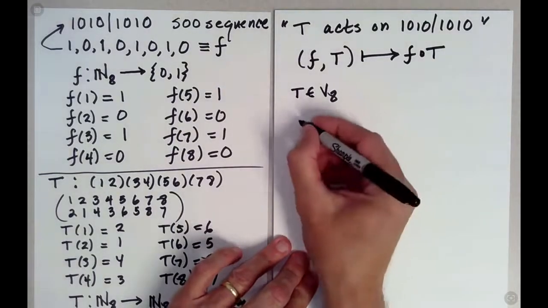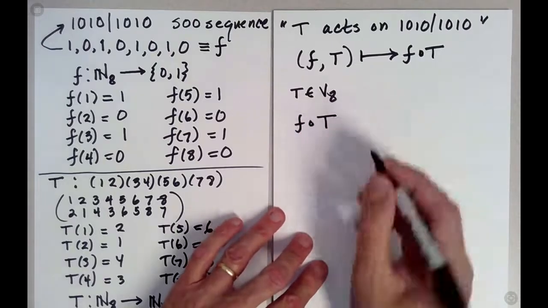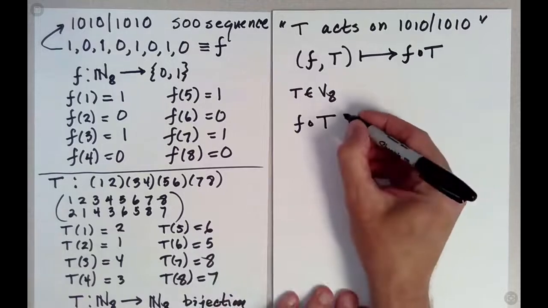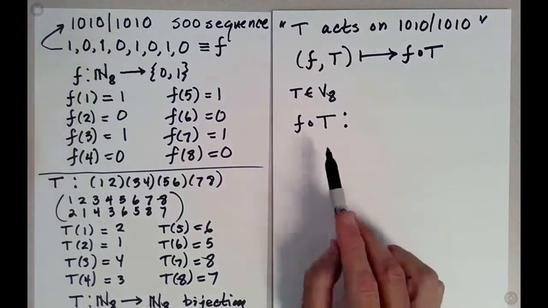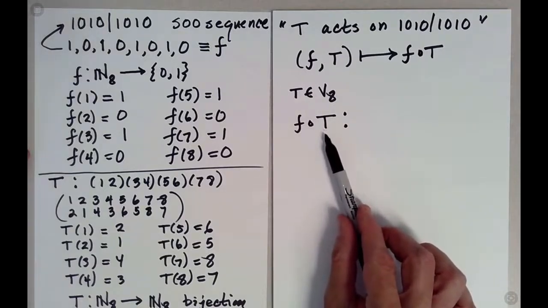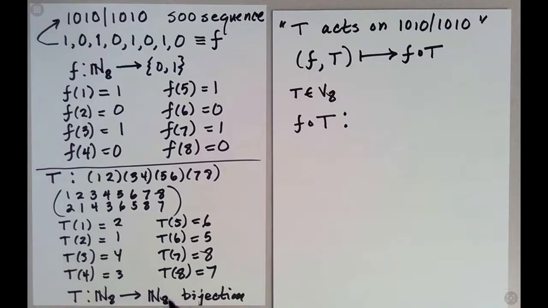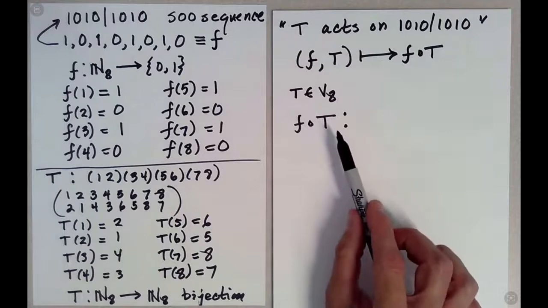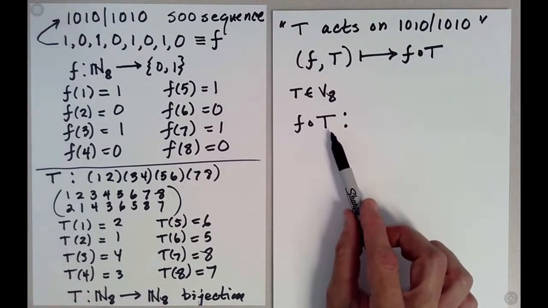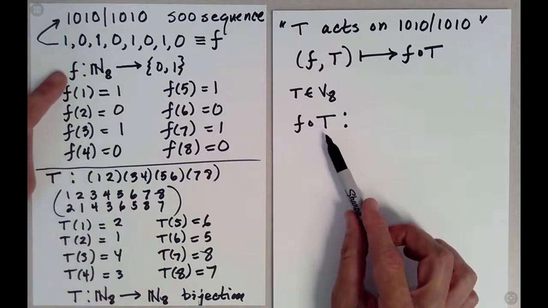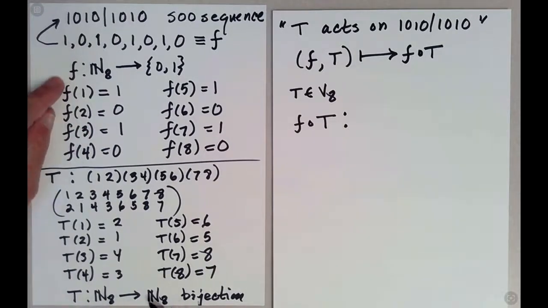Okay, well, to find this, first off, it will be important to figure out if it even makes sense. Does this even make sense? Okay, well, it does, of course. Because what we will need is to look at the function t, the permutation, but it's a bijection. It goes from N8 to N8. Okay? So it takes a number, some number between 1 and 8, and gives you a number back somewhere between 1 and 8. What is the domain of the function f? The domain of the function f is also N8. Okay, so it does make sense to compose these functions.